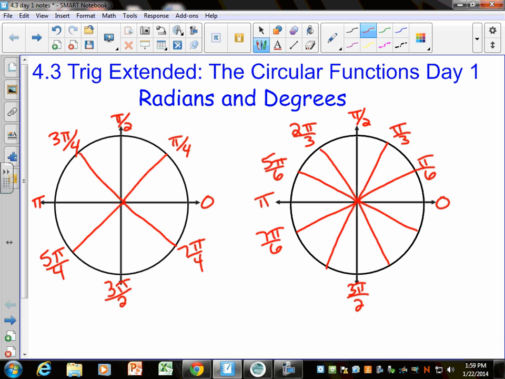7 pi over 6, or 1 and 1/6. I know, right? 7 pi over 6, what would this be? 4 pi thirds, because that would be 8 pi over 6. 9 pi over 6 is 3 pi halves, so this would be 10 pi sixths, or 5 pi thirds. And then 1 notch away from 2 pi would be how many sixths? 11 pi sixths, and that should make sense because 12 pi sixths is 2 pi.